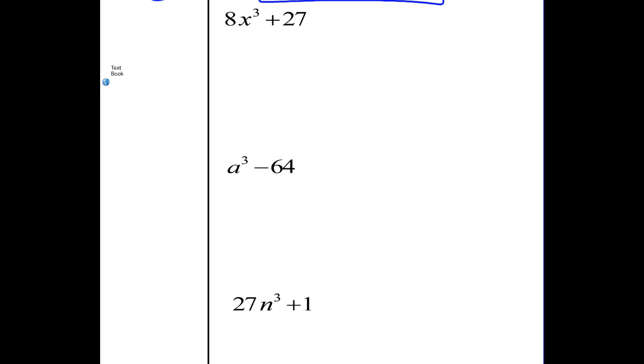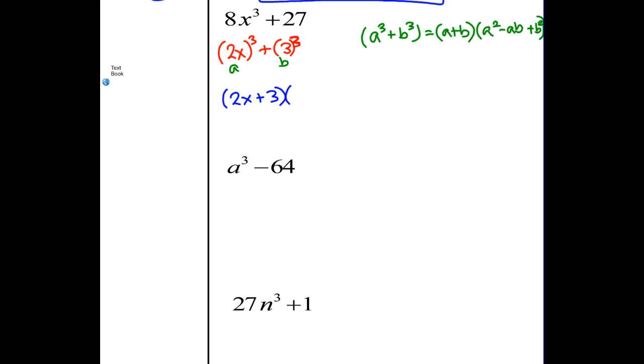All right, I'm going to show you guys a sum of cubes. Again, let's rewrite this so it's cubed, and this is going to be 2x cubed plus 3 cubed. So our a in this problem is 2x, and our b is 3. Remembering that a cubed plus b cubed equals a plus b times a squared minus ab plus b squared, let's fill in our pieces now. We have 2x plus 3 times 2x squared minus 2x times 3 plus 3 squared. Simplify that piece there: 2x plus 3 times 4x squared minus 6x plus 9.